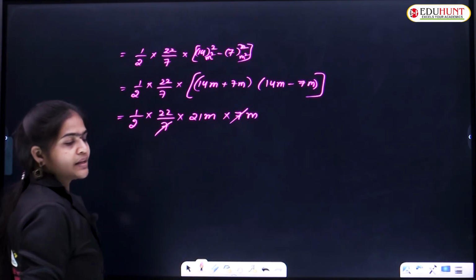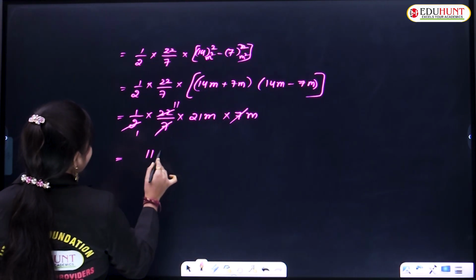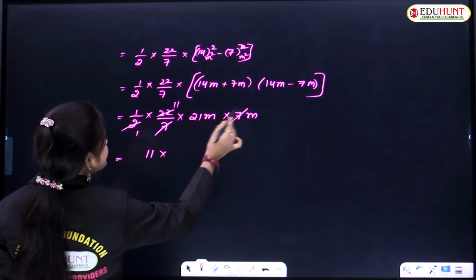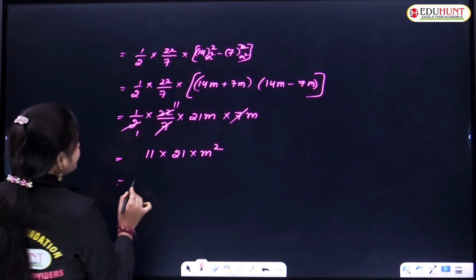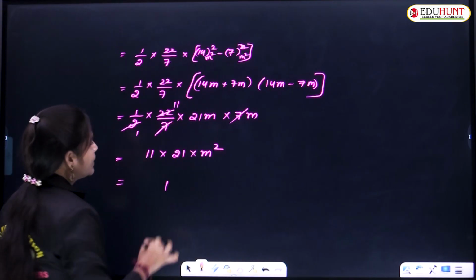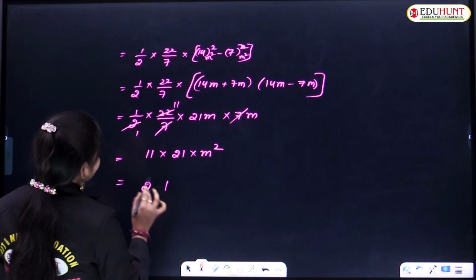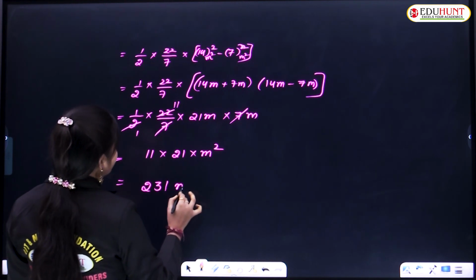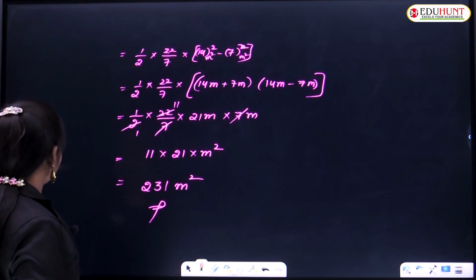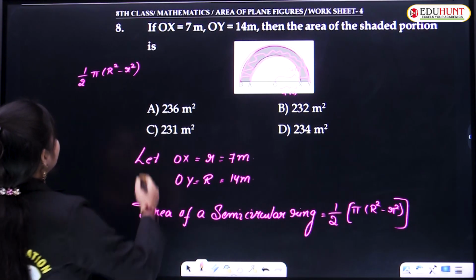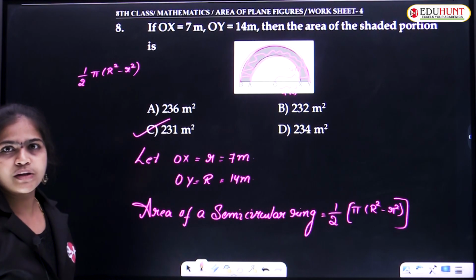7 cancels. Next, any cancellations? Yes, 2 elevens, which is equal to 11 into 21 meters into 7 meters, which is equal to 11 into 21 into meter square. 11 ones are 11, 11 twos are 22, 22 plus 1 is 23, so 231 meter square. Okay? Finally, what is the answer? 231 meter square. Option C is satisfying, that is 231 meter square.